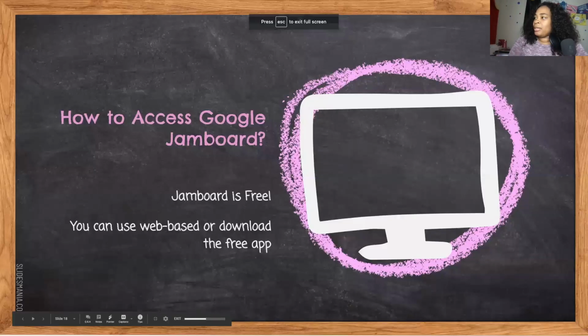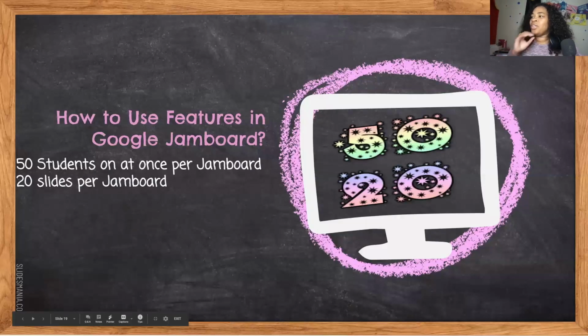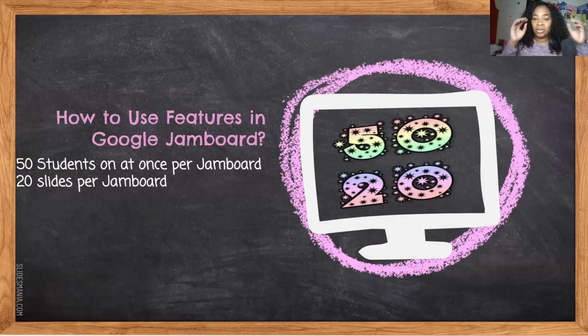Let's go back. So how do I use the features in Google Jamboard? We basically went through a lot of those features, but I want to keep a couple magic numbers in your mind. 50, 20. 50 students can be on at once per Jamboard. So when you share a Jamboard, 50 students can be on at once. So think about that. If you teach a large load of students, you may want to think about how many Jamboards you want to make, because having 50 students on at once is your max.